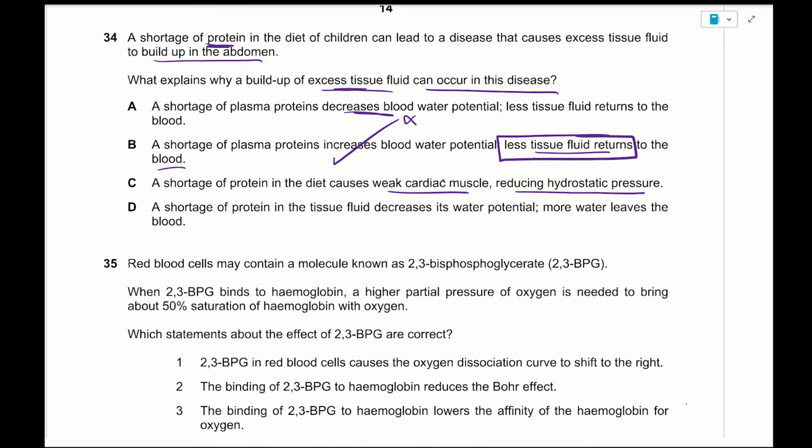Now, weak cardiac muscle has something to do with the cardiac output. Cardiac output is to do with the force of pushing blood out and the pressure. Therefore, it has nothing to do with the hydrostatic pressure. By talking about the hydrostatic pressure, we must mention the solute concentration as the key factor. Therefore, this is incorrect. D. A shortage of protein in the tissue fluid decreases its water potential. We just mentioned this is incorrect. Therefore, the answer is going to be B.